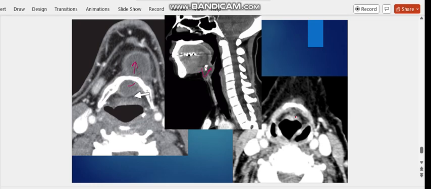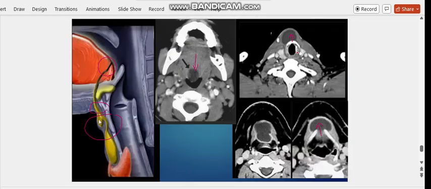Another example here. This is the hyoid bone, and this is the thyroglossal duct cyst. It's anterior and just inferior to the hyoid bone. And here the thyroglossal duct cyst is anterior and just inferior to the thyroid cartilage. This is a specific criterion of the thyroglossal duct cyst.